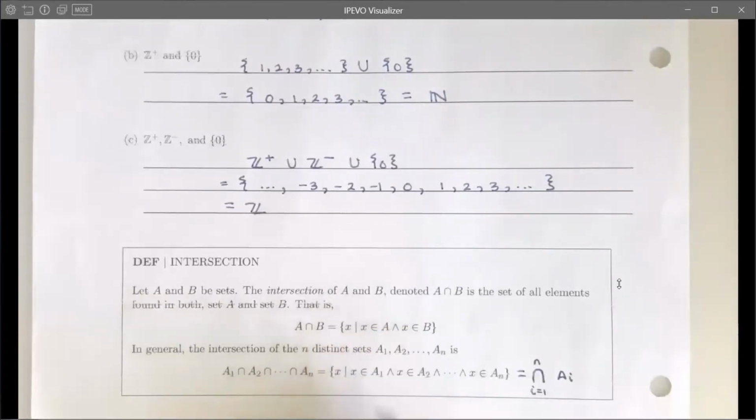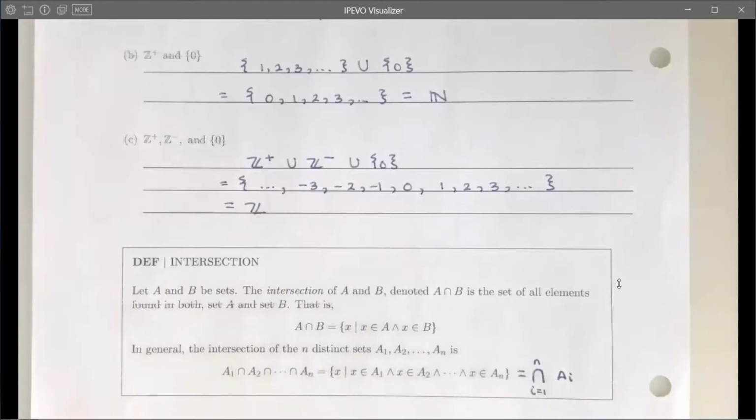And again, if we want to generalize this to n distinct sets and take the intersection of those n sets, then that would be the set of all elements such that the element is found in the first set and it's found in the second set and it's found in every set up until the nth set. And to write this notation more compactly, we can also use the intersection symbol with a starting index i equals 1 all the way to n and have A sub i.